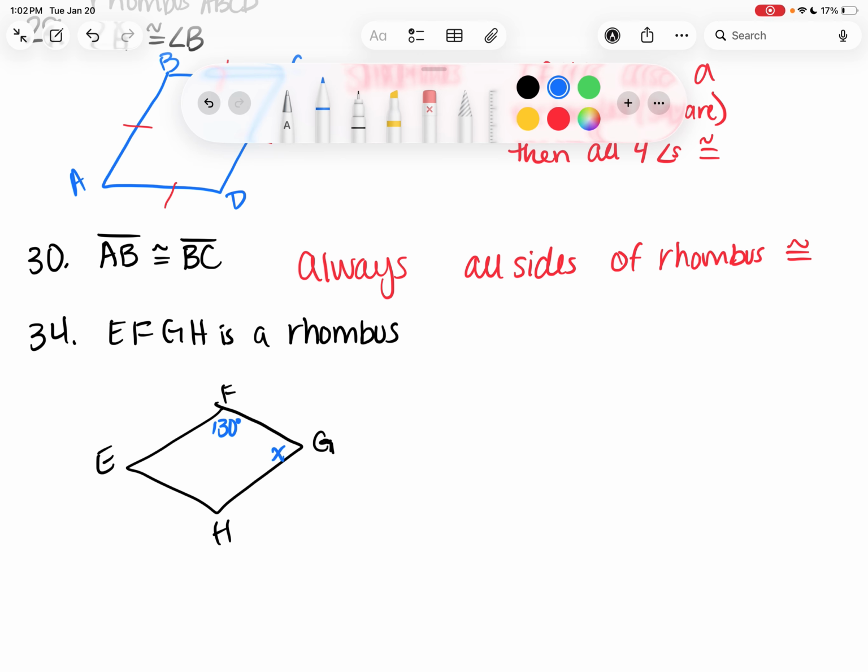All right, so I need to solve for this. So what do I know about if I have angles that are side by side? They're supplementary. So that means 130 plus x is equal to 180. So x equals 50. So that would be the answer for that one.